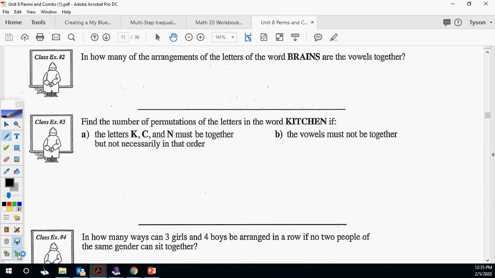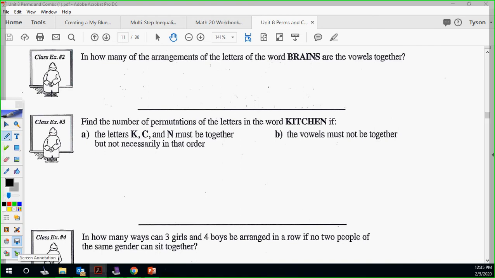All right. So in how many of the arrangements of the letters of the word brains are the vowels together? Same type of question, but see what's different in the verbiage there? Order doesn't matter, so we're going to have to count for that too. I'll show you what that means in a second. So how many vowels are there? 2.